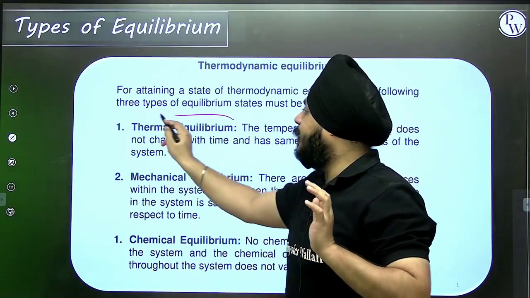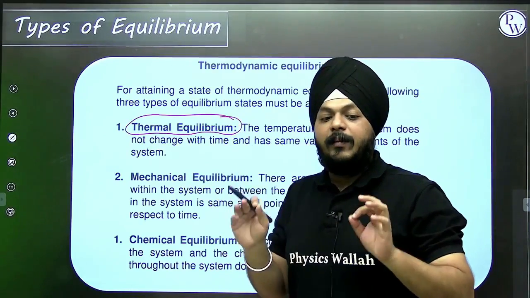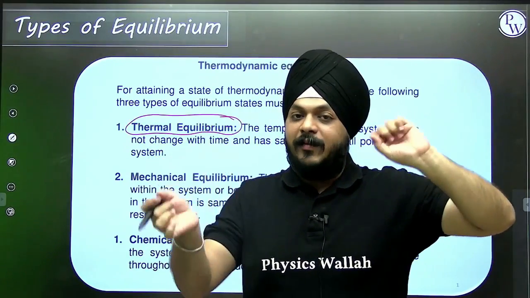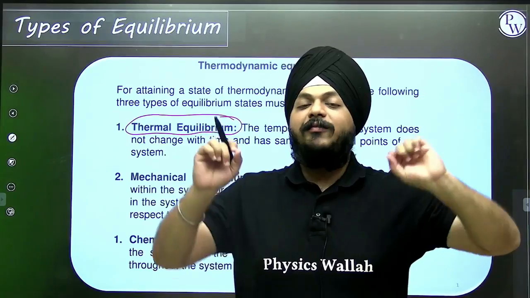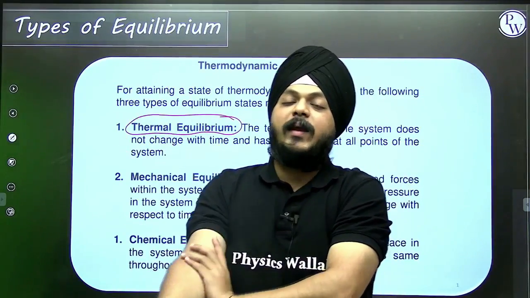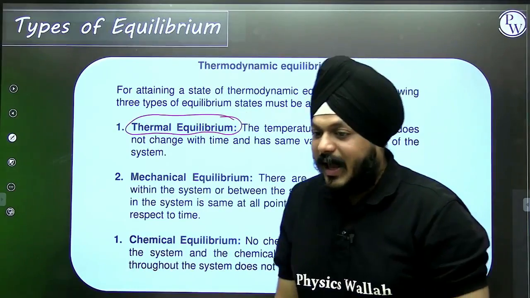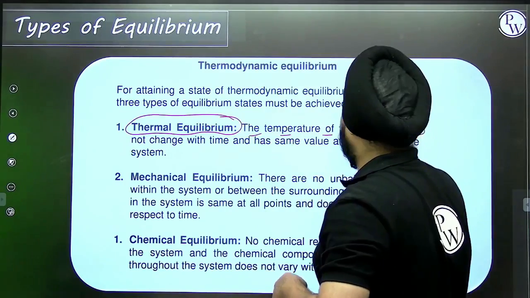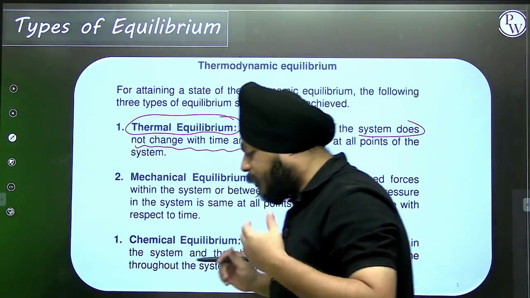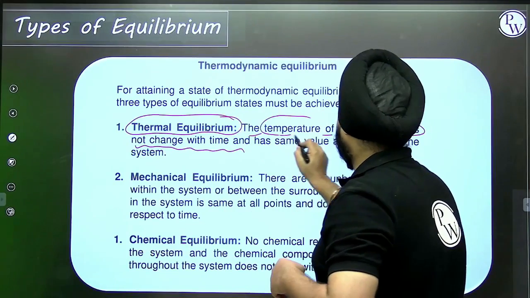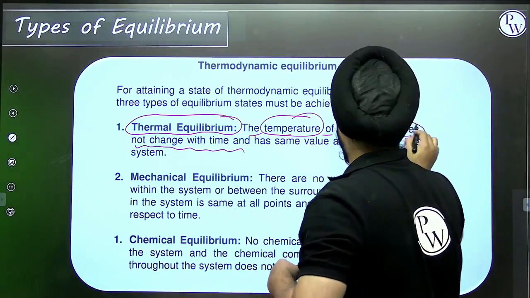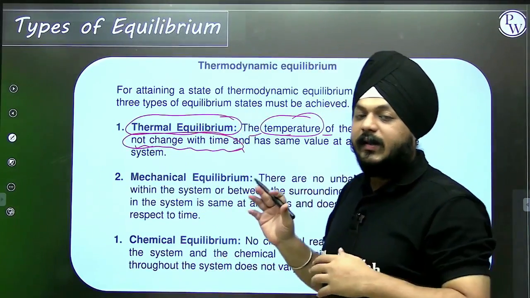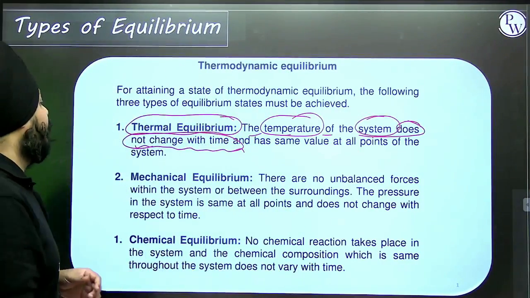First, thermal equilibrium. It means that whenever two objects are in contact or heat exchange is going on between two bodies, the final temperature of both objects will remain the same. If this situation arises, we can say the system is in thermal equilibrium. The most important point: the temperature of the system does not change with respect to time.